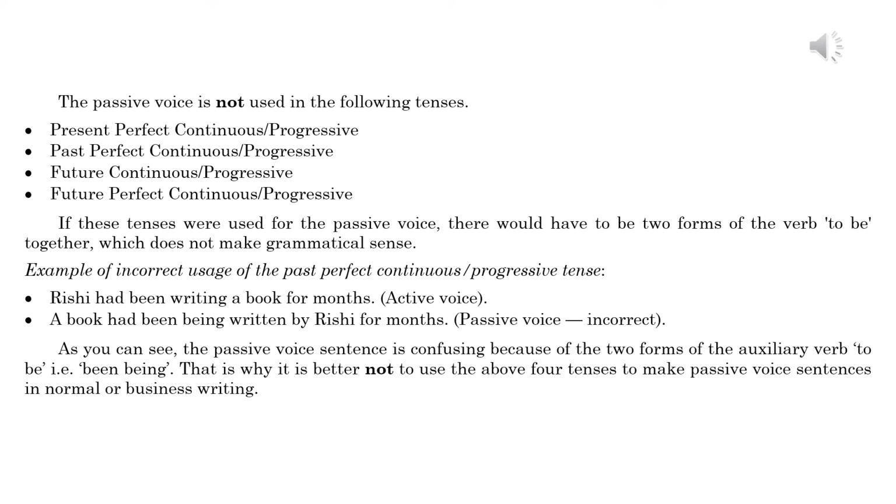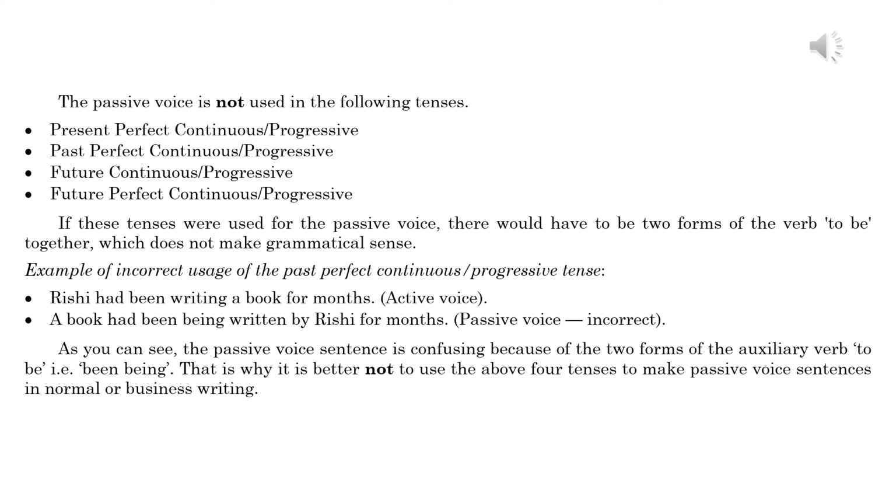The passive voice is not used in the following tenses: present perfect continuous or progressive, past perfect continuous or progressive, future continuous or progressive, future perfect continuous or progressive. If these tenses were used for the passive voice, there would have to be two forms of the verb to be together, which does not make grammatical sense.